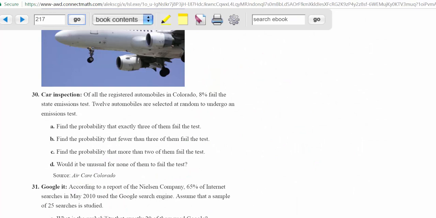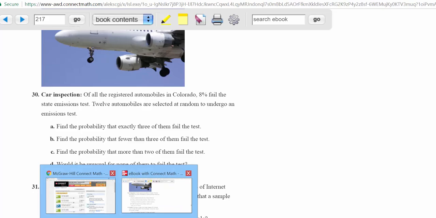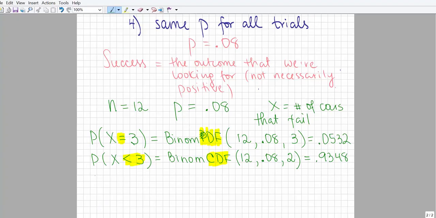Find the probability that more than 2 of them fail the test. More than 2. Okay, let's see. Probability that X is more than 2. What does that mean? It really means 3, 4, 5, 6, and so forth, up to 12. Maybe all 12 of them will fail. Whenever you have an inequality going this way, we need to use the complement rule, because your calculator cannot compute from a non-zero number to another non-zero number. It can only compute probabilities from X equal to 0 up to some number.